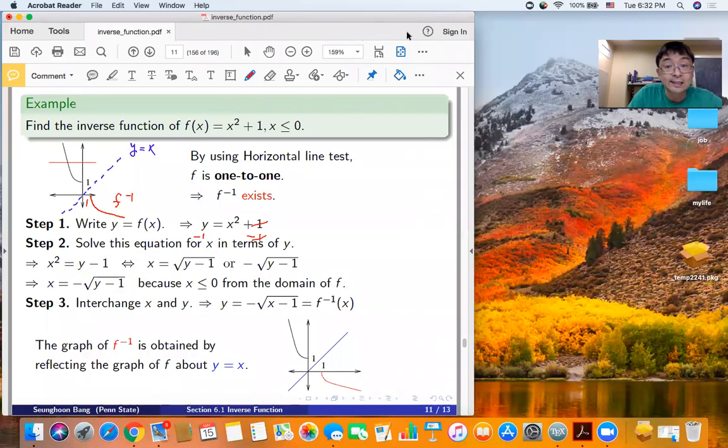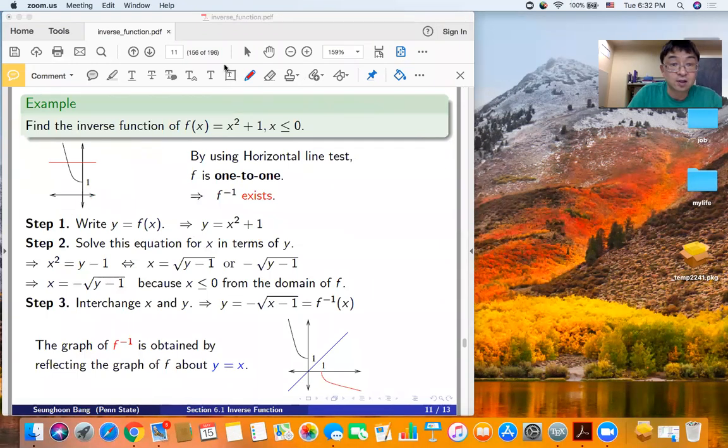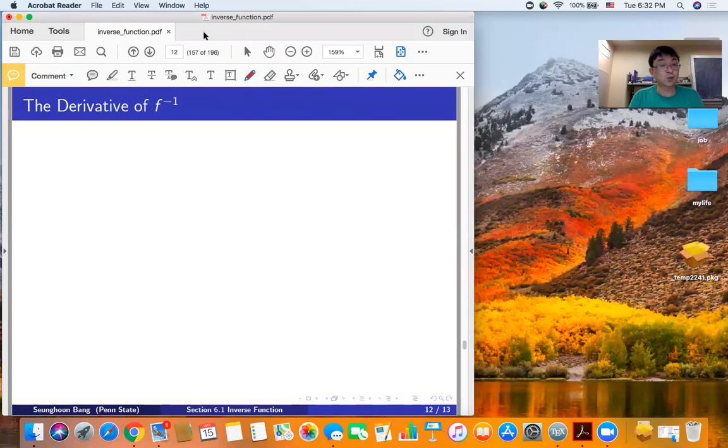The next one is the last concept. The last topic is the derivative of the inverse function. So we are going to the last one. What's the derivative of the inverse function?